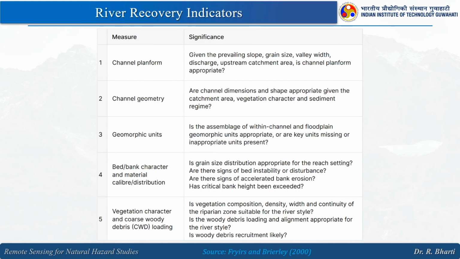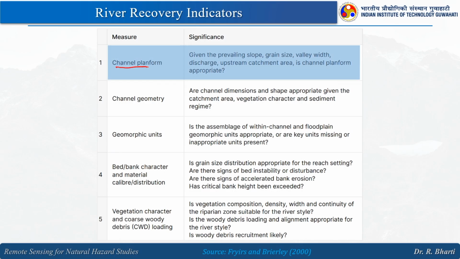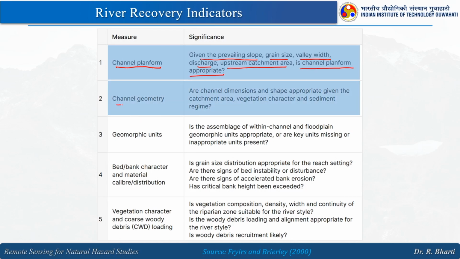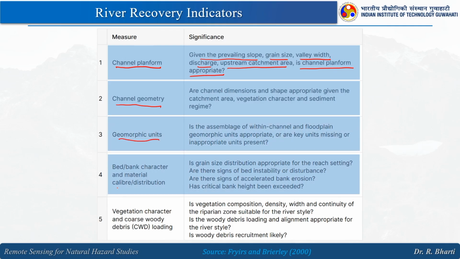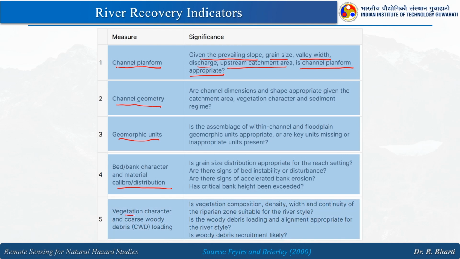Here there are some indicators. When we go to the field, we have these parameters. So, we can see the channel planform. Given the prevailing slope, grain size, valley width, discharge, upstream catchment area, is the channel planform appropriate, that we can assess. Then we have channel geometry, then we have geomorphic units, then we have bed and bank character and material caliber distribution, then we have vegetation character and coarse woody debris loading. So, all these can be observed in the field when we go for the field investigation.